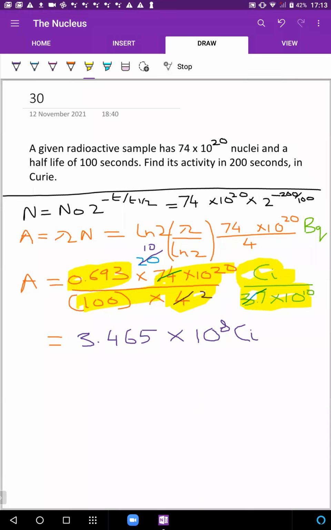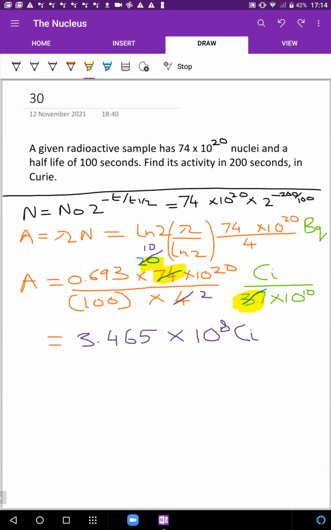The result we get is, of course after some cancelling, 3.7 by 74 is 20, then 2 2s are 4 and 2 10s are 20. Then 10 raised to 10, 10 raised to 20 and 100 below. So 10 raised to 20 by 10 raised to 12 is 10 to the power 8. And this 10 and 0.693, 6.93, divided by 2, becomes 3.465. So basically, this is the result.